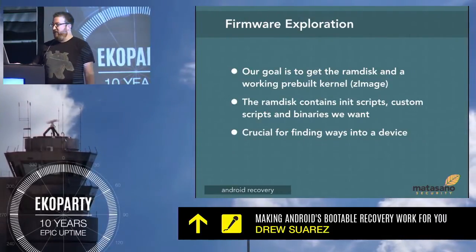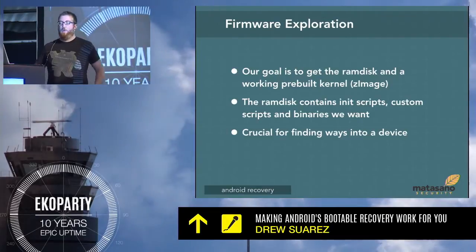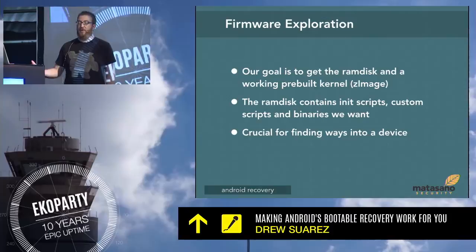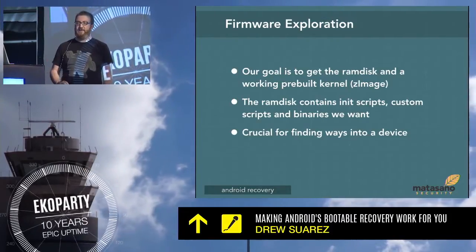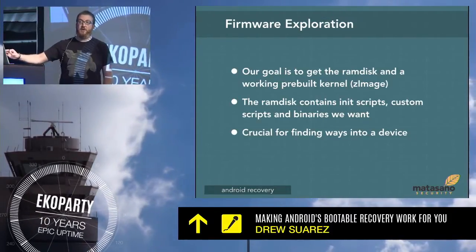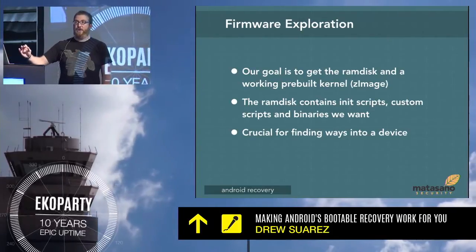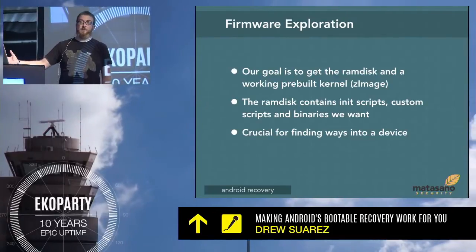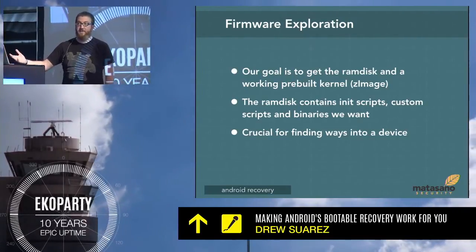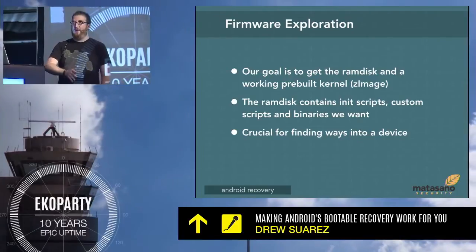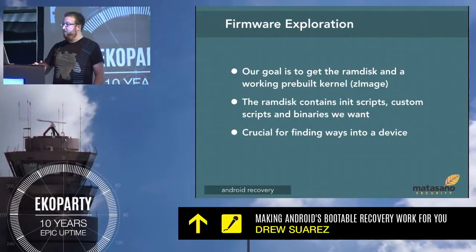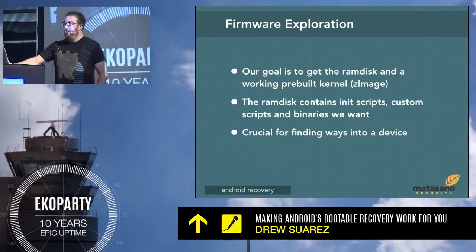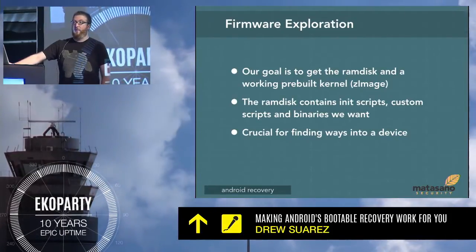So our goal here is to get the ramdisk and a working pre-built kernel. The pre-built kernel is useful for building these if you don't have source, but also for having a guaranteed working environment. You know this kernel boots on the phone. So it takes a lot of the guesswork out of things if you know that the zImage is proper, because you took it off the phone. And it helps you narrow down where something might be broken if you're doing this yourself. Again, I mentioned init scripts, custom scripts in here we want. And this is a great vector for finding a way to root a device as well.